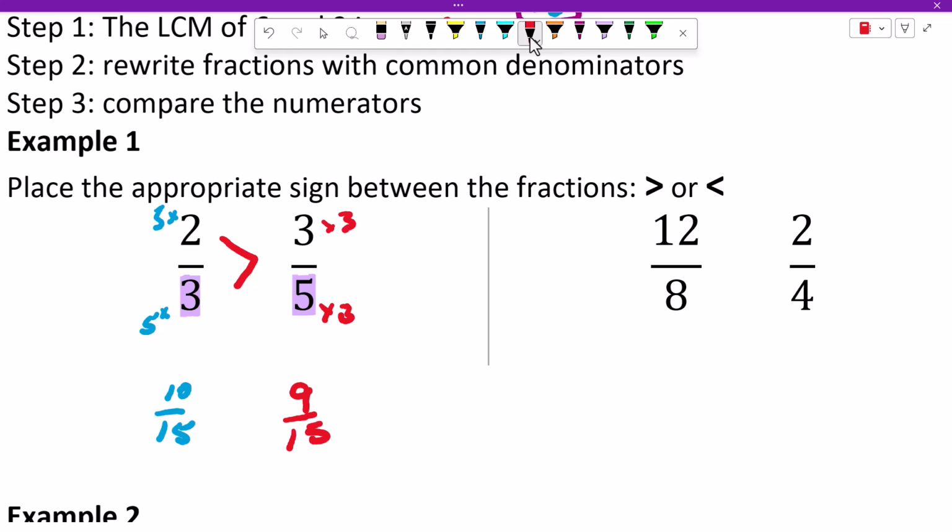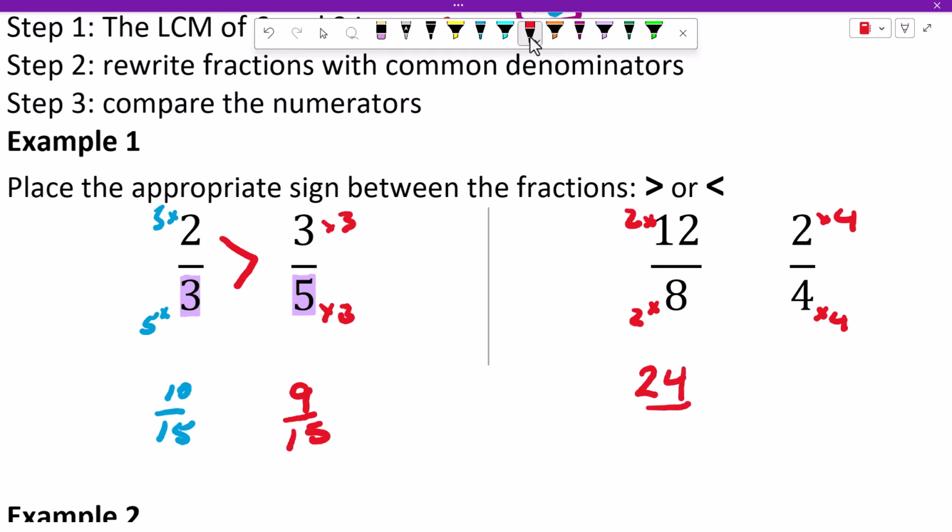Next one. We have 12 over 8 and 2 over 4. Which one's our common denominator between 8 and 4? Samira? 16. Does anybody see a different one? 8 as well. So I'll go with 16 because Samira said it first. To turn this into 16, we times top and bottom by 2, and to turn this into 16, we have to times it by 4. So it doesn't matter which denominator we have. We try to do the smaller one because the calculations are easier, smaller numbers, but it still works out.